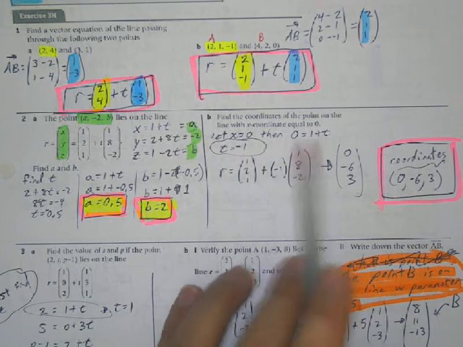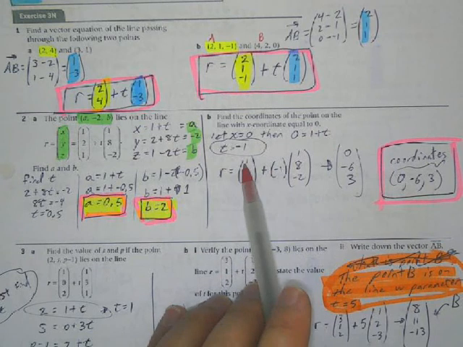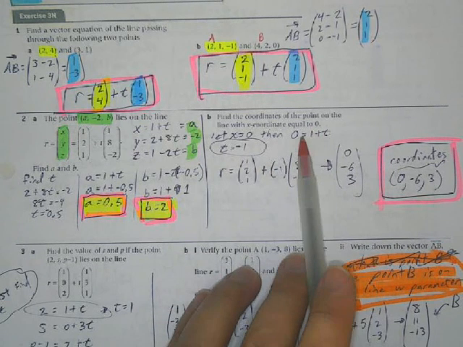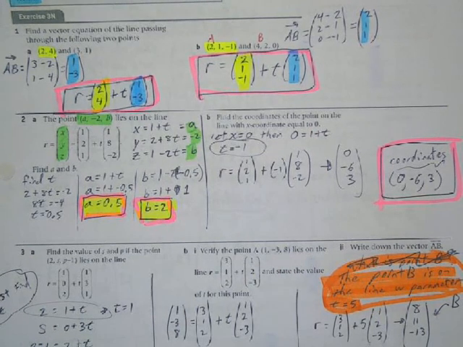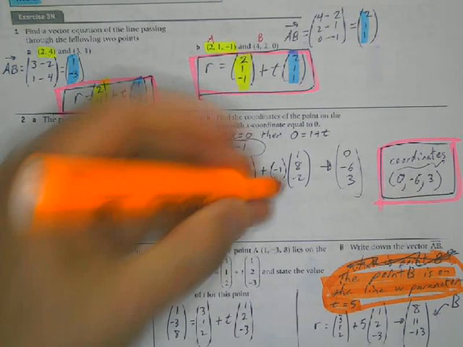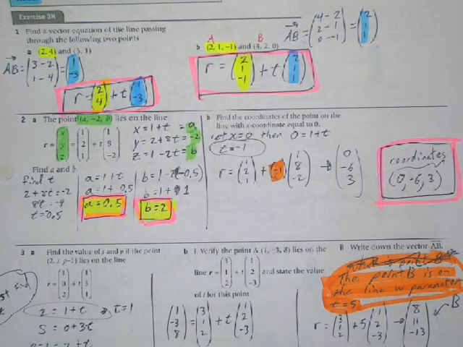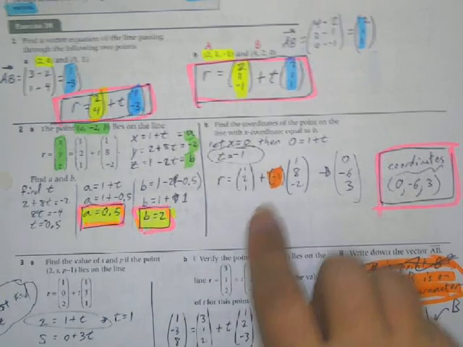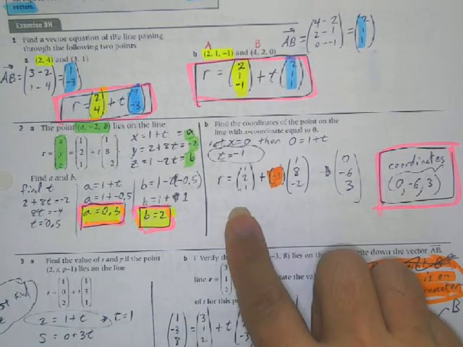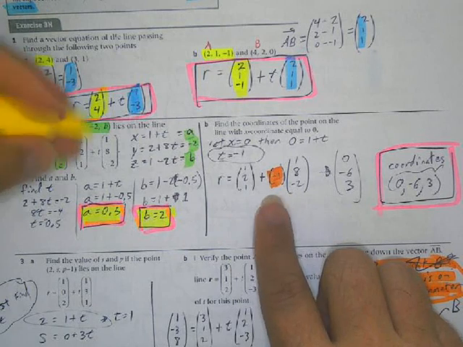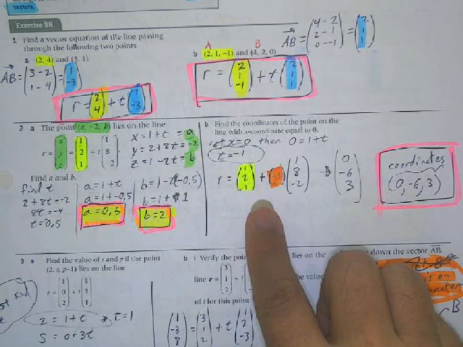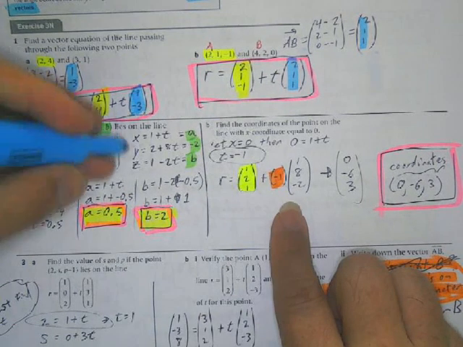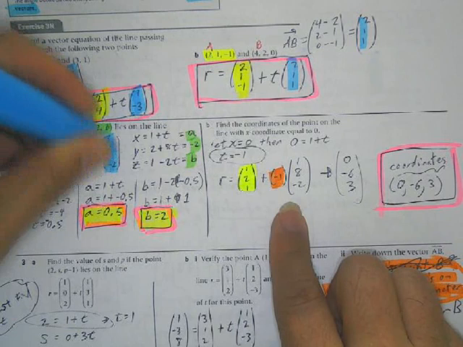For making the x coordinate equal to 0, I have 0 equals 1 plus t. If I subtract 1 on both sides, I end up with t equals negative 1. So if I know that t equals negative 1, I can plug that back into my original equation. My original equation is 1, 2, 1. That's my position vector. And then I've got my direction vector of 1, 8, negative 2.